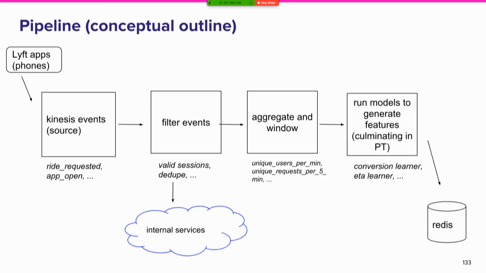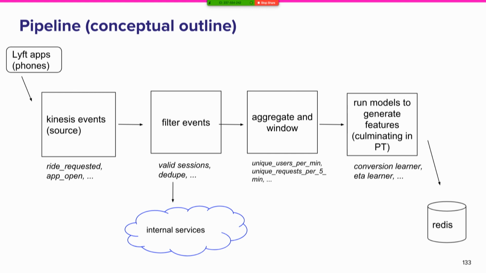So, very conceptual outline here, what our new pipeline looks like. As I mentioned, we have these events coming in from Lyft apps, things like ride requested, app opened, ride canceled. So this is the source of our directed acyclic graph. And then we take in all these events and we do various types of filtering. Lyft is a microservice architecture, so this filtering involves calls to other services internally.